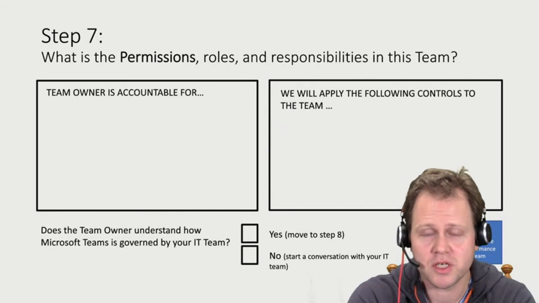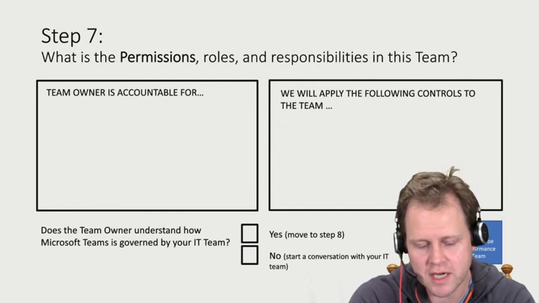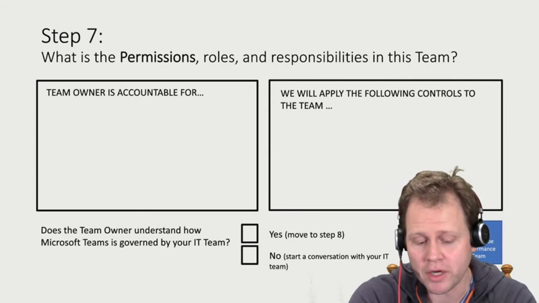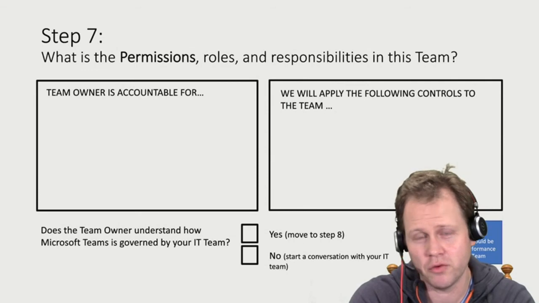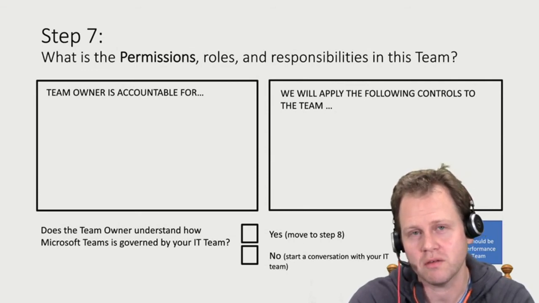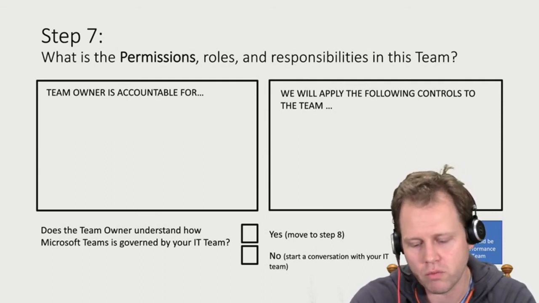In terms of permissions, what is the team owner accountable for? What are the controls we're going to put into place in the team? And ultimately, does the team owner understand how Microsoft Teams is governed by your IT team? Do you understand the rules of the road in terms of how you're supposed to be using Teams in the context of your organization? Every organization has different rules, different approaches, different requirements. So we want to make sure we've got that all covered off as well.